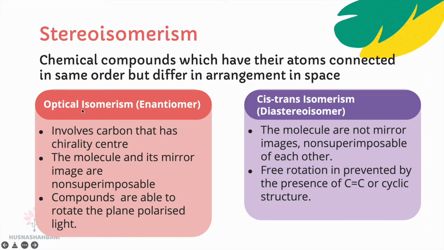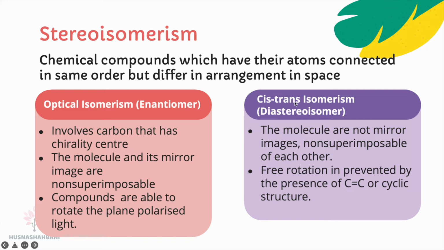Optical isomerism or enantiomer involves a carbon that has a chirality center. Chirality center means a carbon that has different atoms or groups of atoms attached to it. That is a chiral carbon. The molecule and its mirror image are non-superimposable, and the compounds are able to rotate the plane polarized light. I'm going to explain this in detail on the next slide.